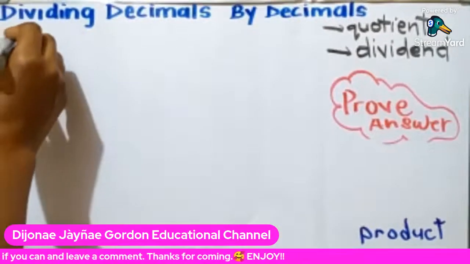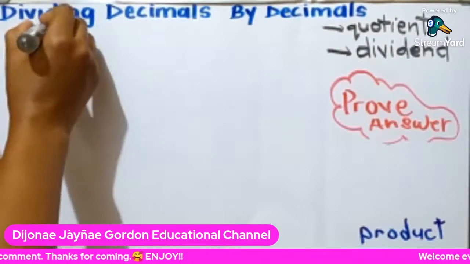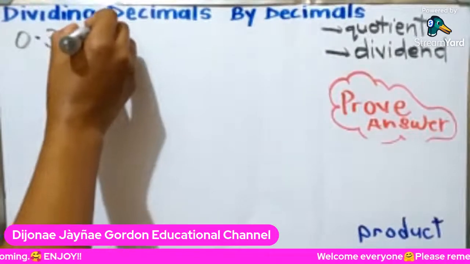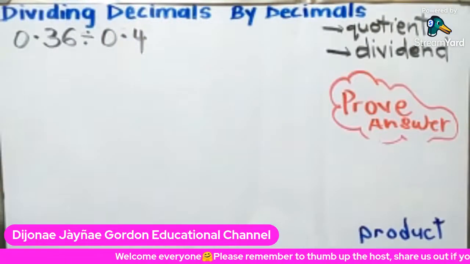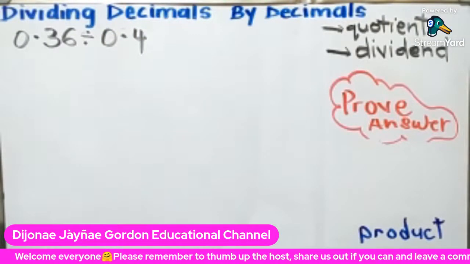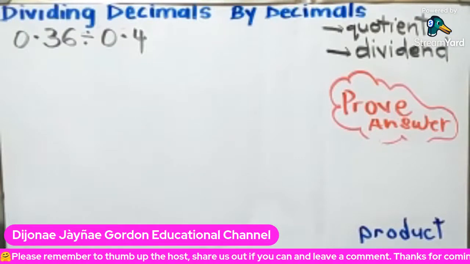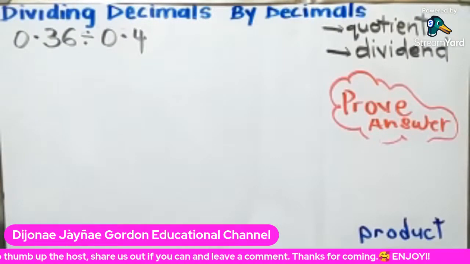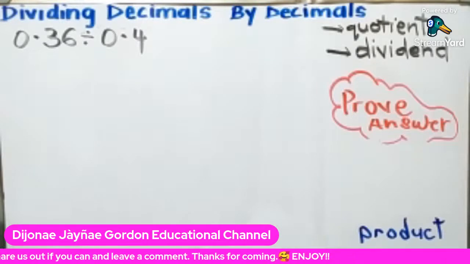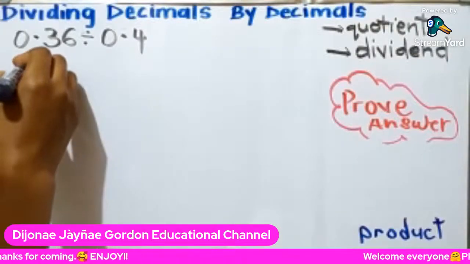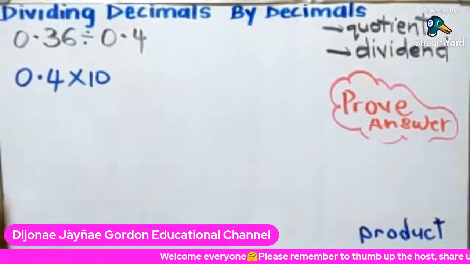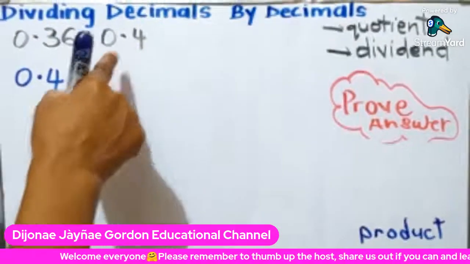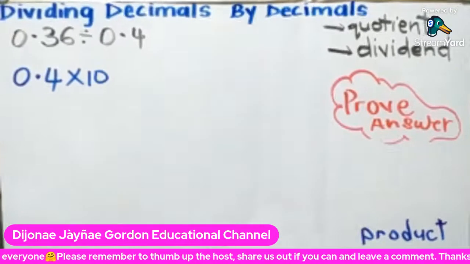So we have 0.36, and we're dividing by 0.4. All right, so in this case, we have 0.36, which is known as our dividend, and 0.4 is known as our divisor. So we're going to take our divisor, which is 0.4, and we're going to multiply it by 10. All right, why 10? Because 4 is in the 10th place, so we're going to be multiplying by 10.